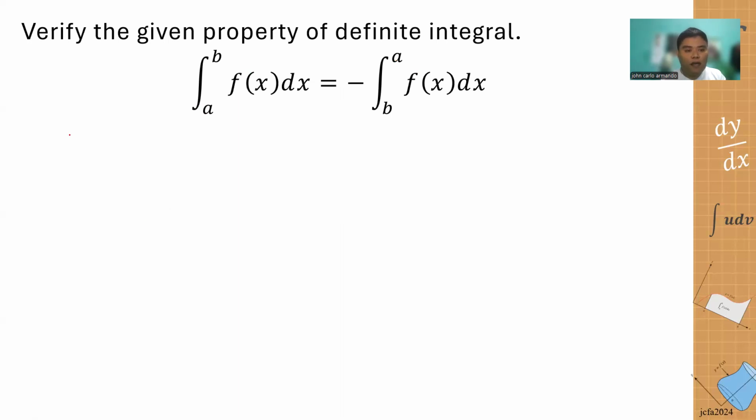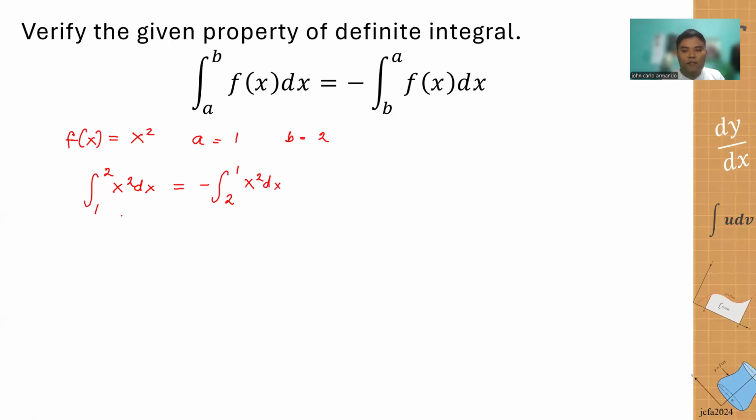Let's say f of x is just equal to x squared. Then let's say a is equal to 1 and b is equal to 2. So that's the way to verify. So we compute the left side. We have the integral of f of x, that is x squared, dx, from 1 to 2. And it should be equal to the value at the right side, which is the negative integral from 2 to 1 of x squared dx.